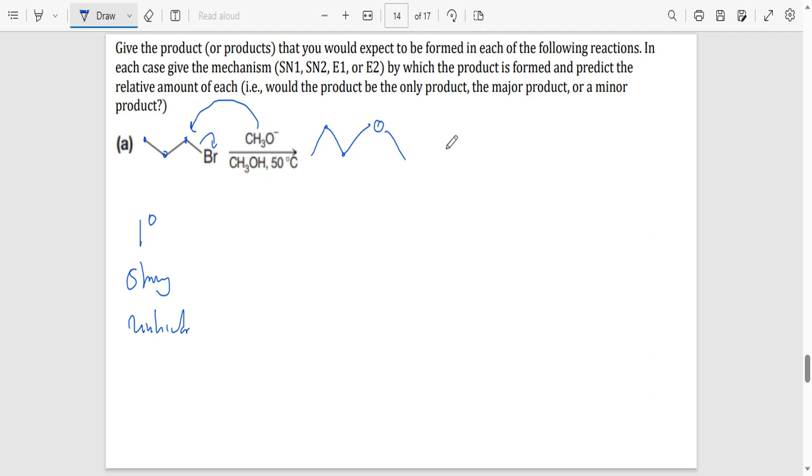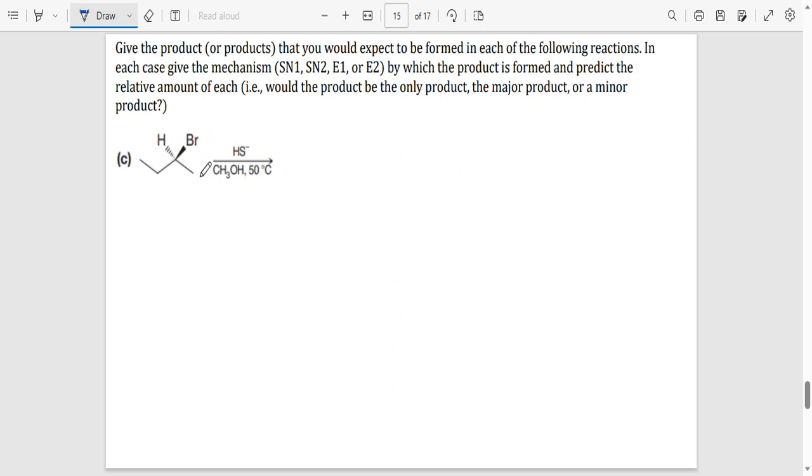Of course, we are going to have a minor product that is going to happen by E2 mechanism. So this is by SN2. By E2, one proton away is going to be grabbed, breaking that bond, and then releasing this compound. So this will be the minor product.